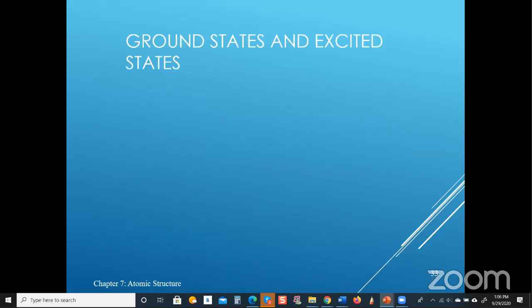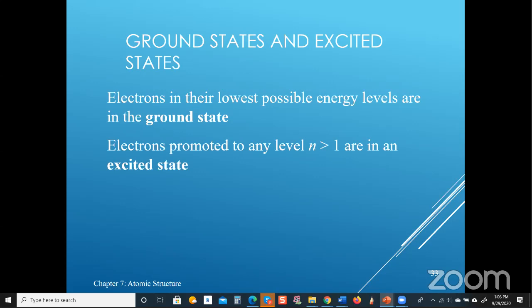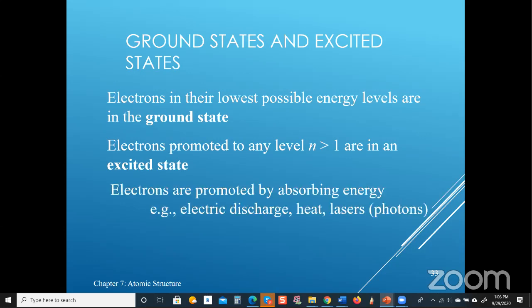Okay, some definitions that you have to be familiar with. Electrons that are present in their lowest possible energy levels are said to be in the ground state, and any electrons that are promoted to any higher energy level are said to be in the excited state. How are these electrons promoted? They're promoted by the absorption of energy, which can be of different forms. The most common one, as we saw in the case of the hydrogen lamp, is electric discharge, but you can have situations where high heat is used, or lasers, which produce photons. Those are different ways of promoting electrons to higher orbits.